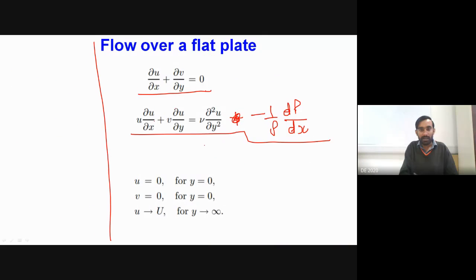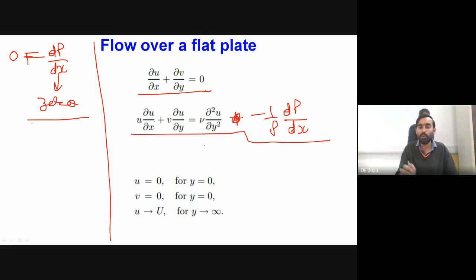So now if I apply this equation outside the boundary layer, what will happen? This first term will be equal to 0, because outside the boundary layer this u is constant, this is also constant. So the left hand side is equal to 0, and this particular term del square u by del y square is also 0. So because of that, we will find 0 is equal to dp by dx. So it means my dp by dx outside the boundary layer is equal to 0.